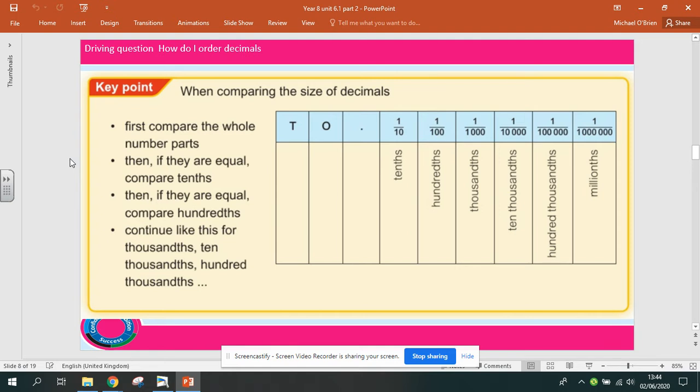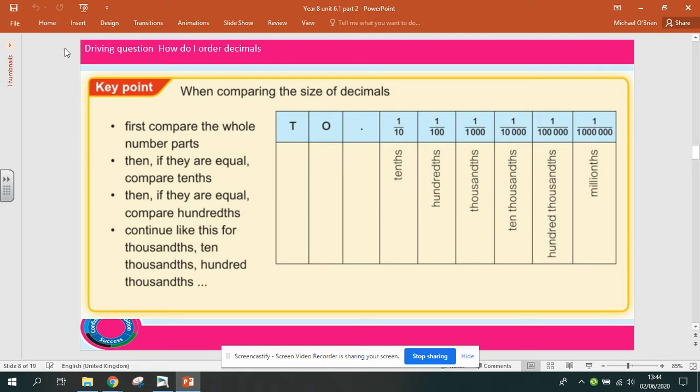So first off, we look at the first numbers. If the first number is a unit, a 1, we say, right, which is the number with the biggest 1, then which is the number with the biggest tenth, and so on.